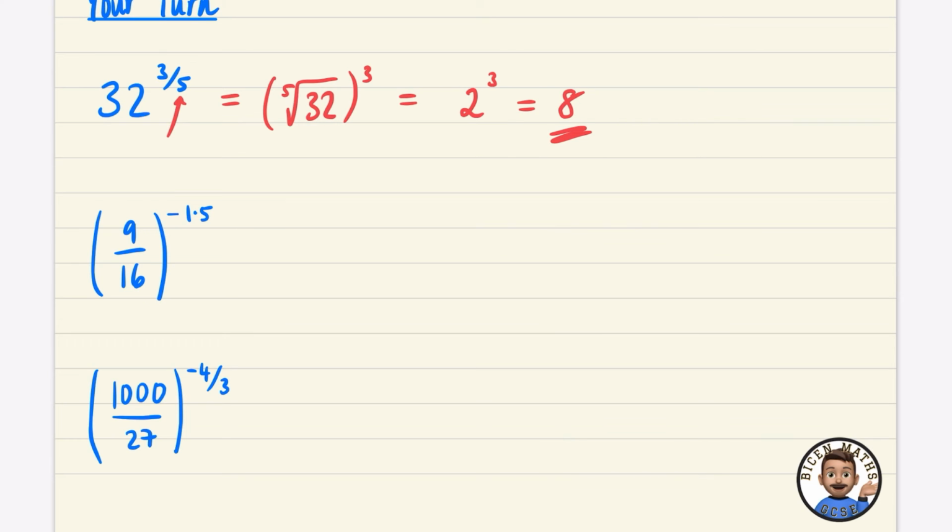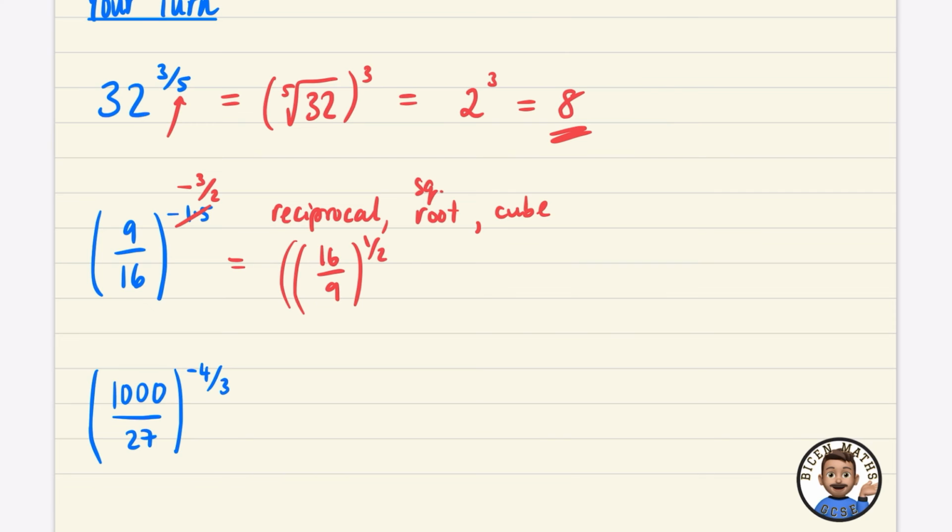Okay, this one, I'm going to want to replace that minus 1.5 with its fractional form, which is minus 3 over 2. So this is going to have a reciprocal. It's also going to have a square root. And it's going to have cubing because of the 3 in the numerator. So I'm going to start off by taking the reciprocal, so that'll be 16 over 9. And then it's going to be a square root, and then it's going to be cubing. So remember, you can square root the numerator and denominator. The square root of 16 is 4, and the square root of 9 is 3.